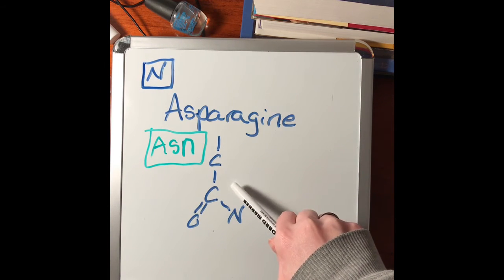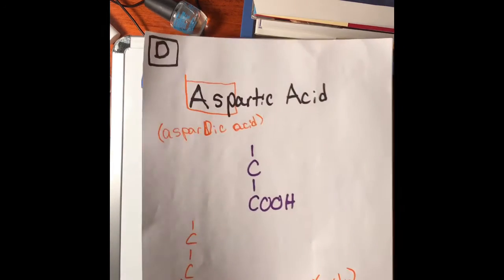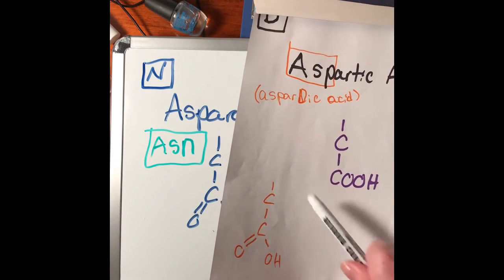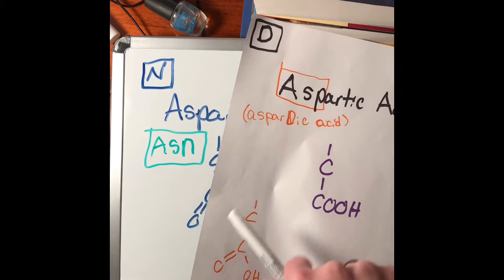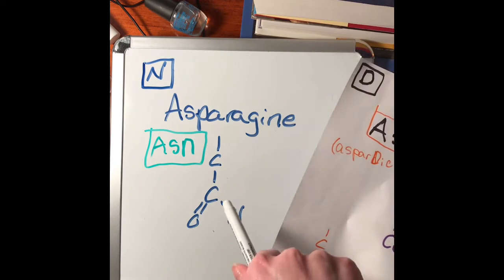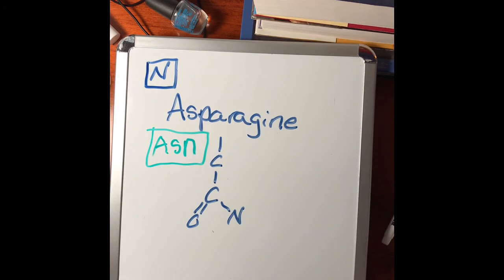Now its R group has 2 carbons with a double bonded oxygen and a nitrogen attached to the second carbon. The trick to remembering this is that asparagine is almost exactly like aspartic acid, except the OH group of the COO group is replaced with an amine. Alright, let's continue to another one.